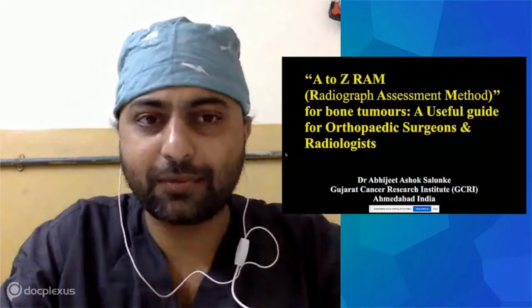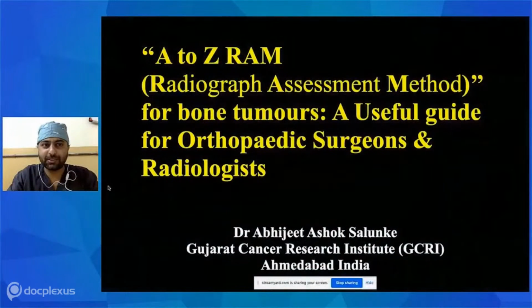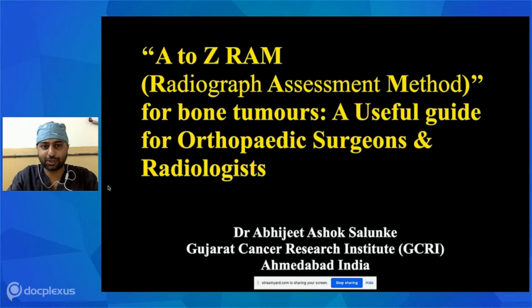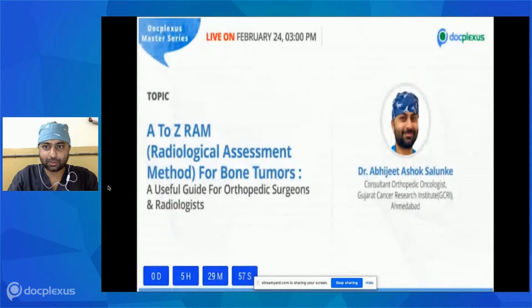Good afternoon. So we would like to have today's presentation on A to Z RAM. So what is the meaning of this A to Z RAM? It's a radiograph assessment method for bone tumors, and it's a useful guide for orthopedic surgeons and radiologists. This whole work was conducted at Gujarat Cancer Research Institute, Ahmedabad, India. So this is a webinar on Docplexus, and it's A to Z RAM, radiograph assessment method for bone tumors.